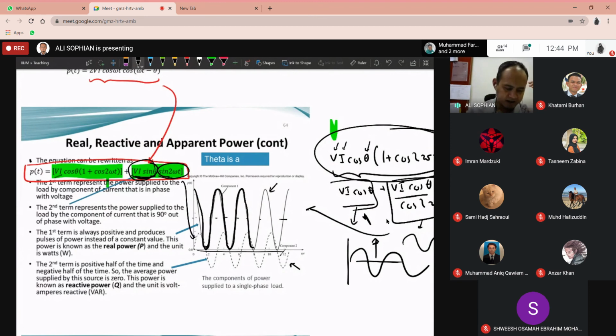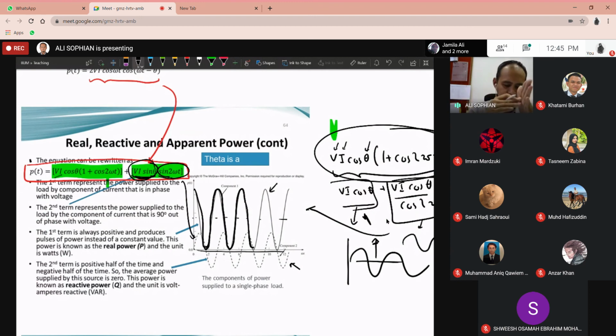And the second term goes positive and negative. When it's positive, it goes from the supply to the load. But when it's negative, it actually goes from the load back to the supply. So this power we call the reactive power. The symbol for it is Q. And again, it's going back and forth from the supply to the load and back to the supply, so it's not doing any work. That's why some people also call it useless power.